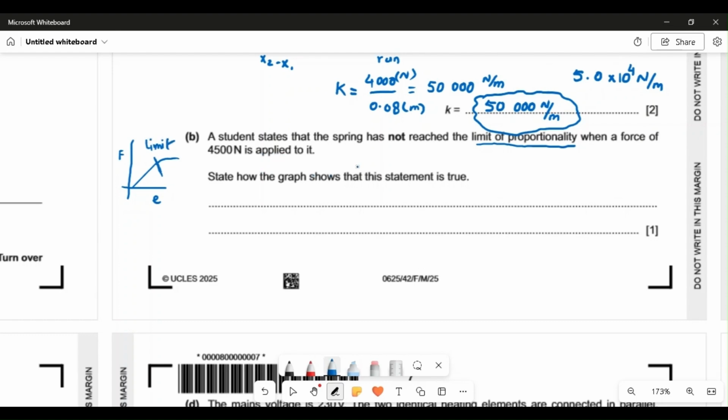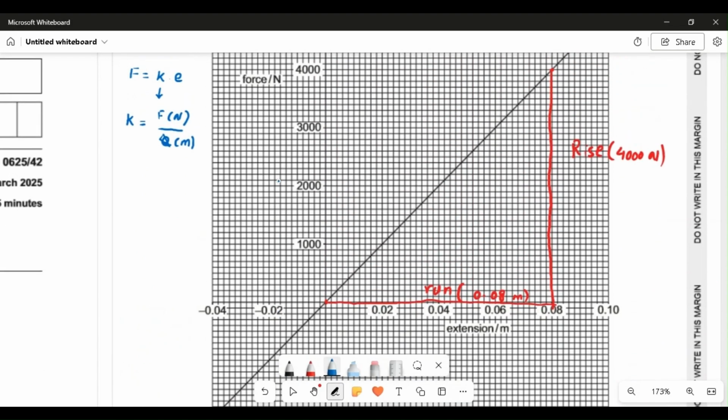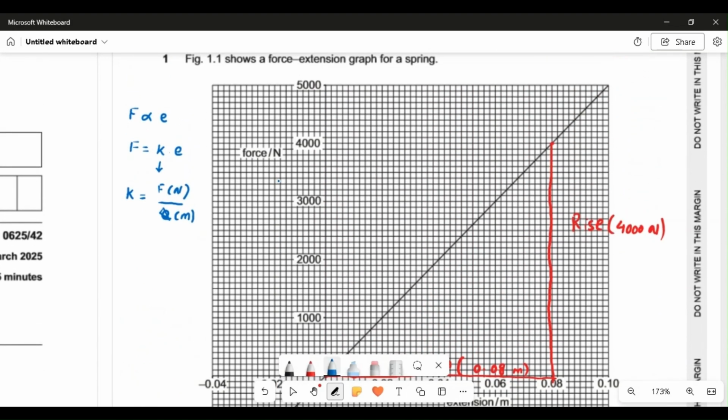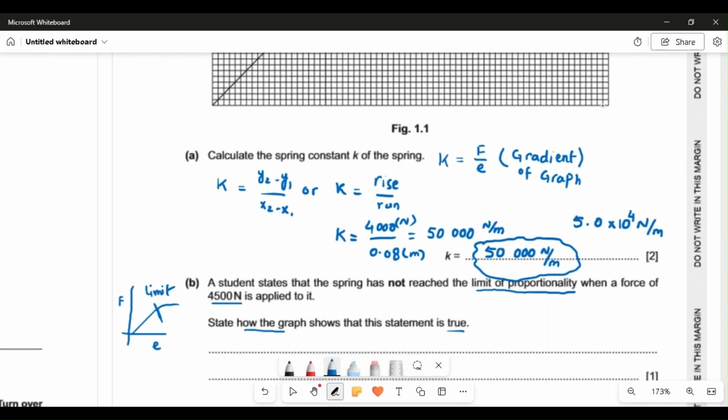So limit of proportionality is this. Now, the student says that the spring has not reached the limit of proportionality when a force of 4,500 Newton is applied to it. State how the graph shows that the statement is true. If you go back to the graph, we can see that the graph is just a straight line until 5,000 newtons. So there is no curve, no bend. So it means that force and extension are proportional.